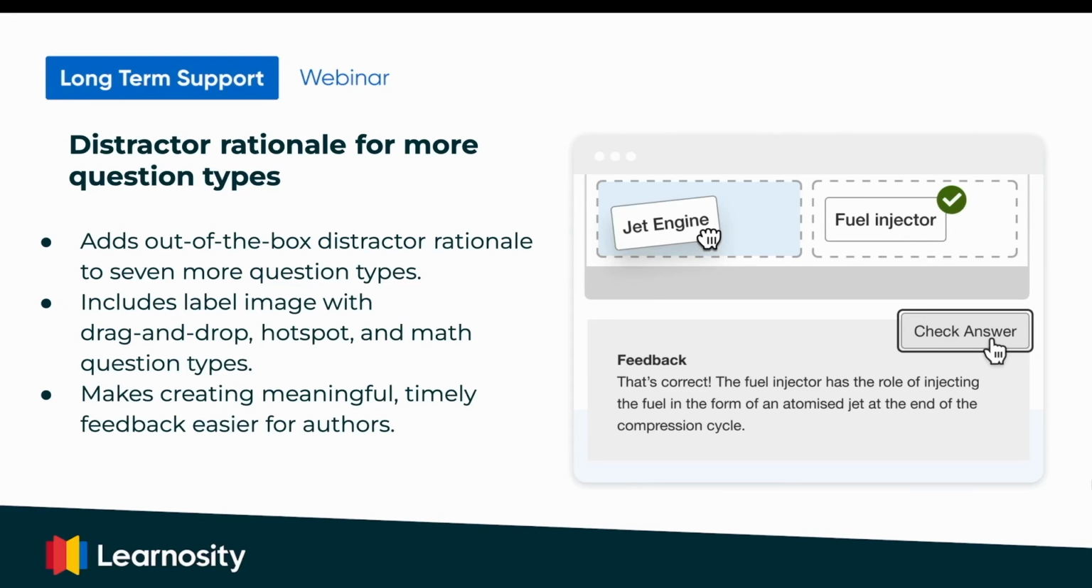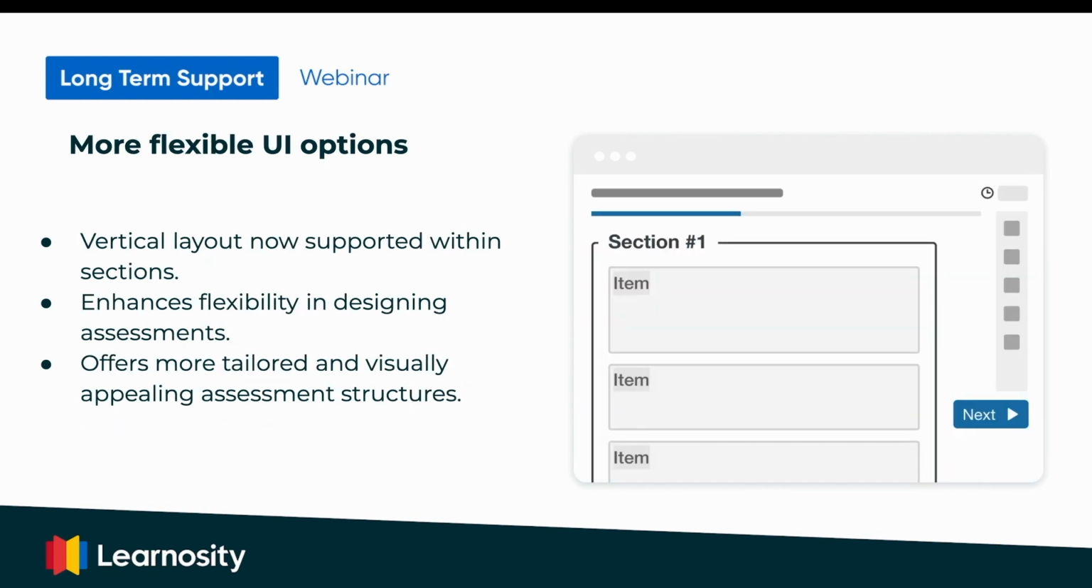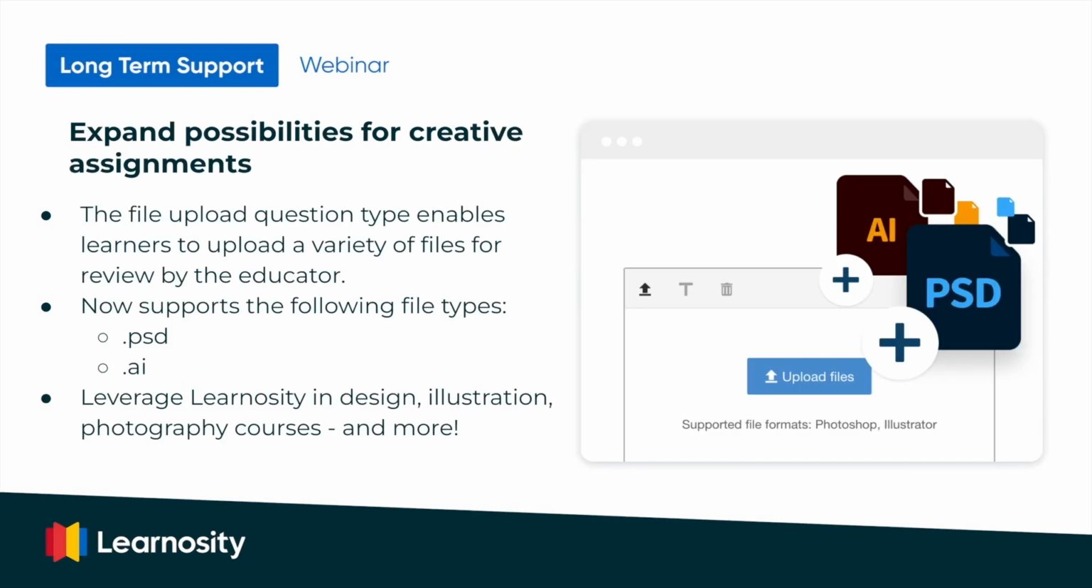Excitingly for authors, we've added out-of-the-box distractor rationale to 7 more question types, including label image with drag and drop, hotspot, and math. We also now support vertical layout within sections, which offers greater flexibility in assessment design. We've also expanded capabilities for the file upload question type, now supporting .psd and .ai files.